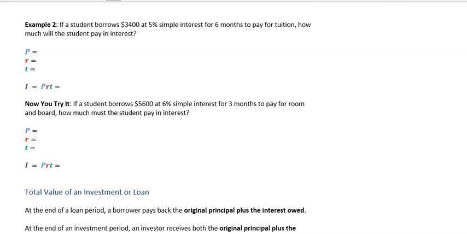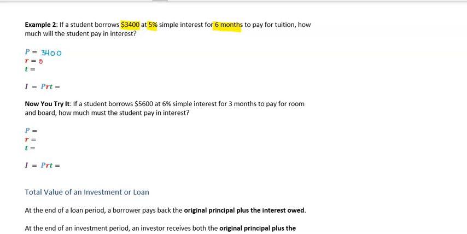So most of the problems you're going to see are going to be word problems, so you just need to figure out what's what. So in the first example, everything was given, P, R, and T. Now you have to figure it out. So I'm going to go through and just highlight all of the information, and we have to figure out which is which. So the principal is $3,400. That's the money that was borrowed, the beginning amount. So $3,400. The rate is 5%.